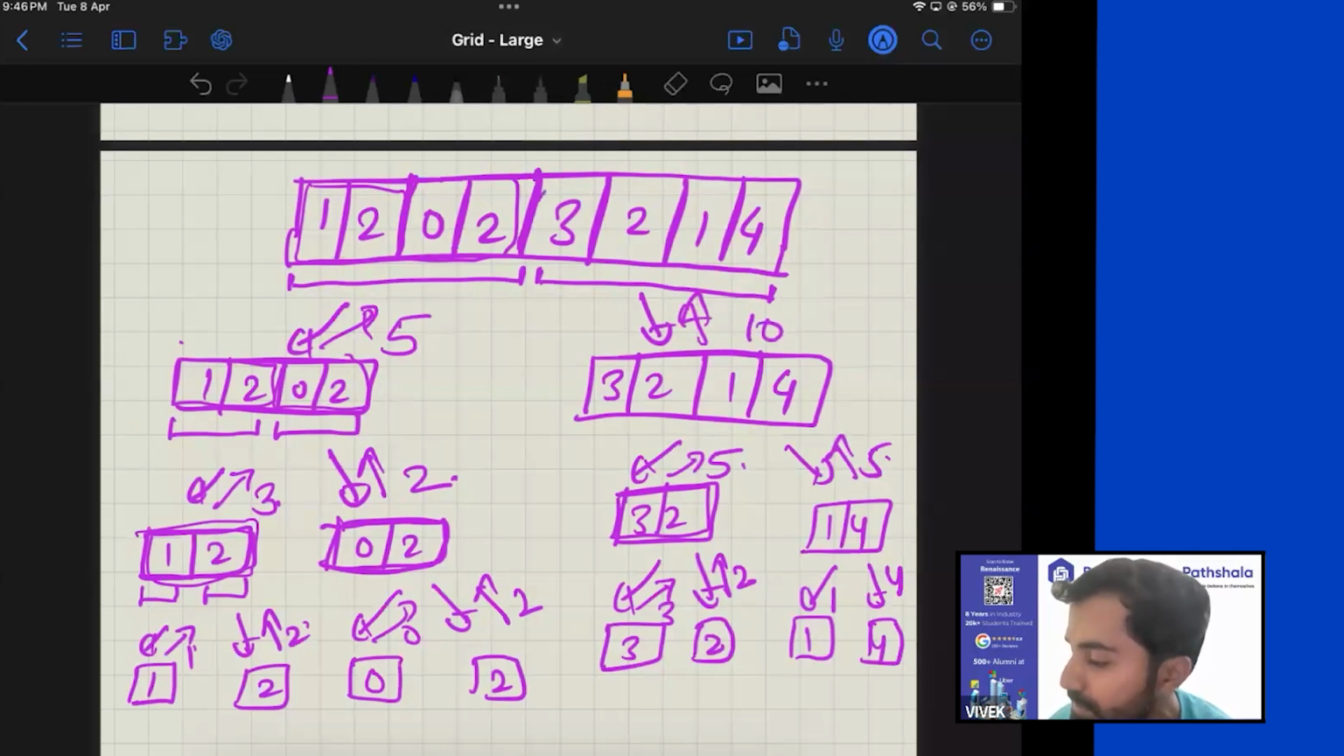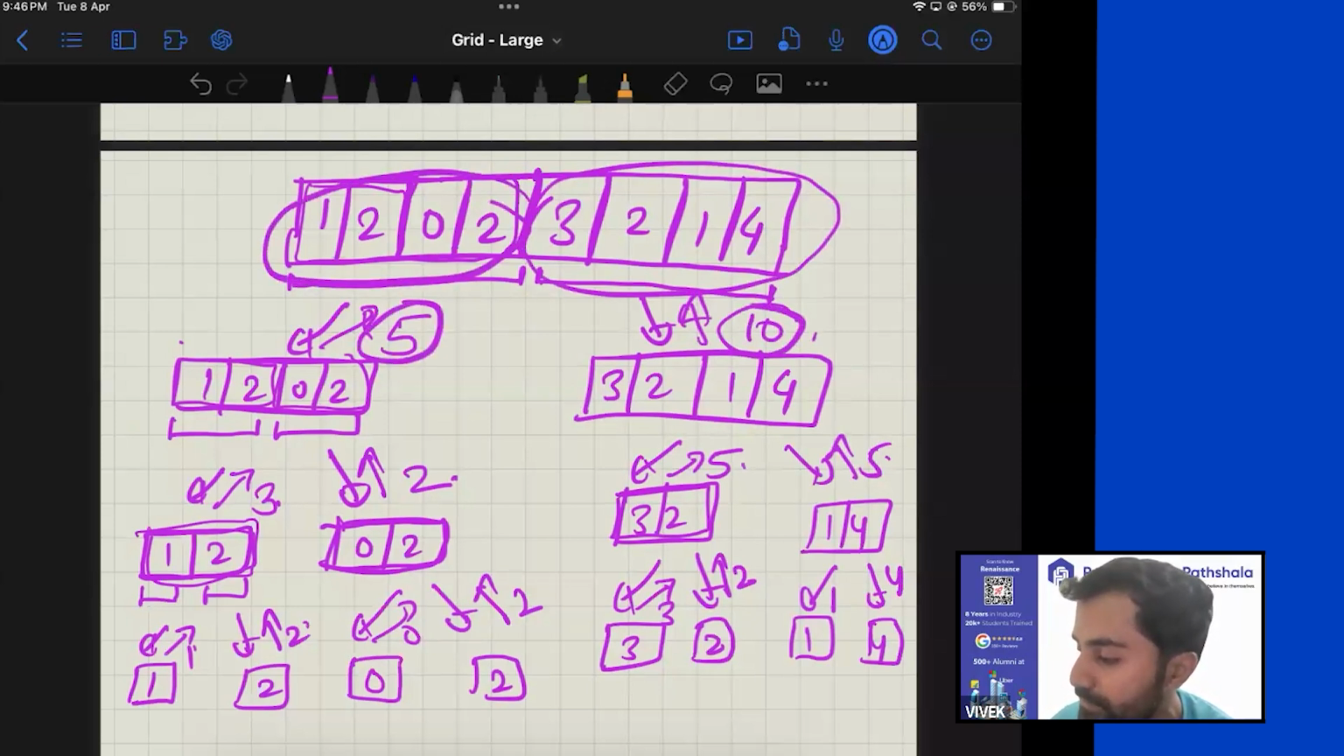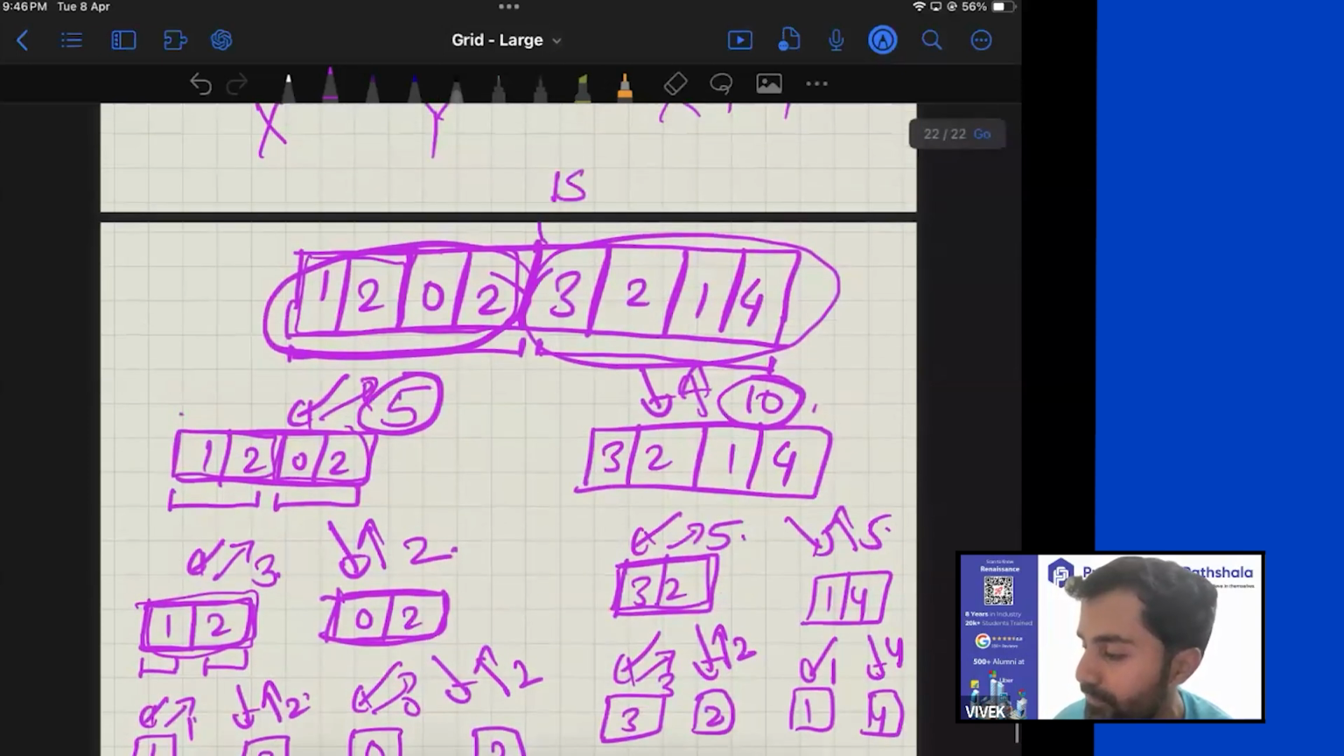And that makes sense because the sum of this right half is 10. So you have gotten the sum of the right half. You also got the sum of the left half. So your entire sum is 10 plus 5, which is 15. So this function would return 15, and that would be your answer.